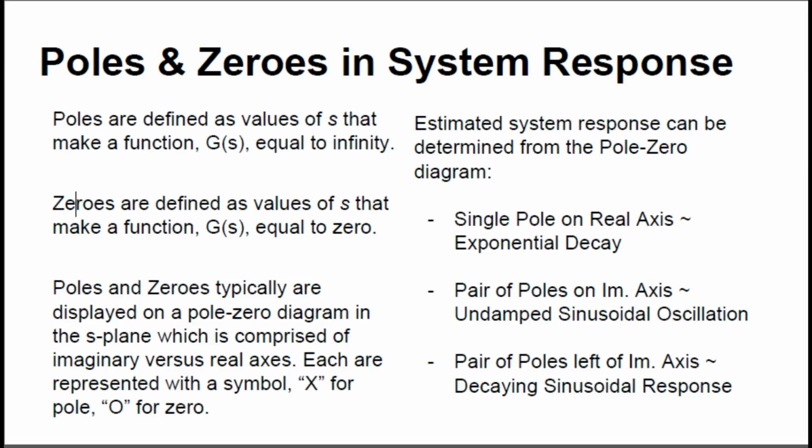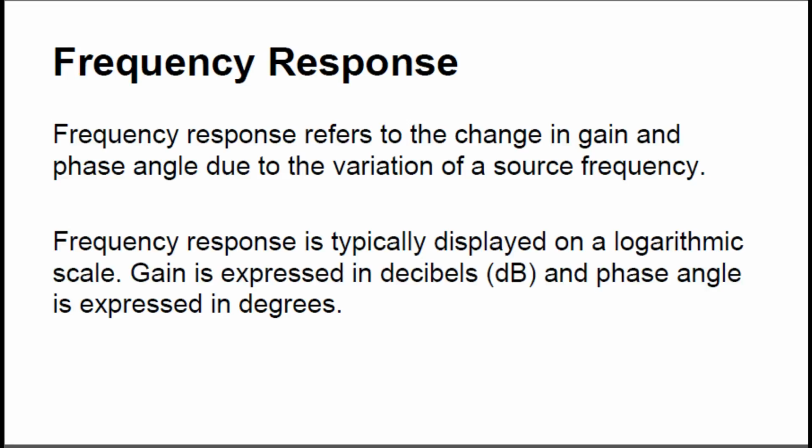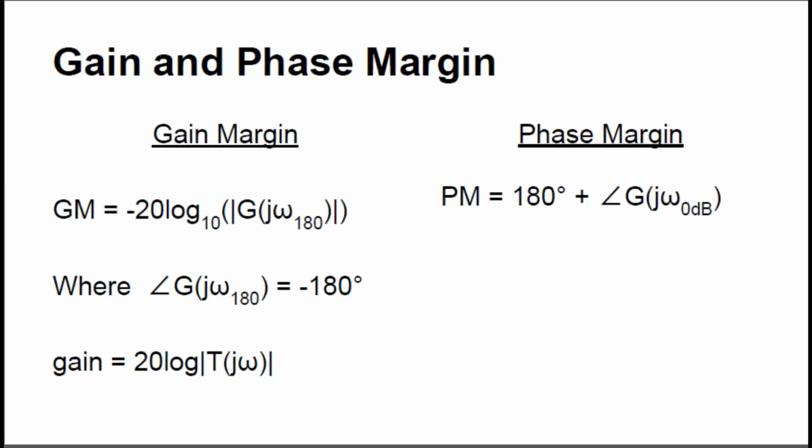All right, let's go forward and let's talk about frequency response. Frequency response refers to the change in the gain and the phase angle as the frequency changes. And the gain is expressed in decibels and the phase angle is expressed in degrees. And here are some important equations that may be needed, and these will be in the FE handbook for the gain margin and the gain and the phase margin. And let's look at these graphically here.